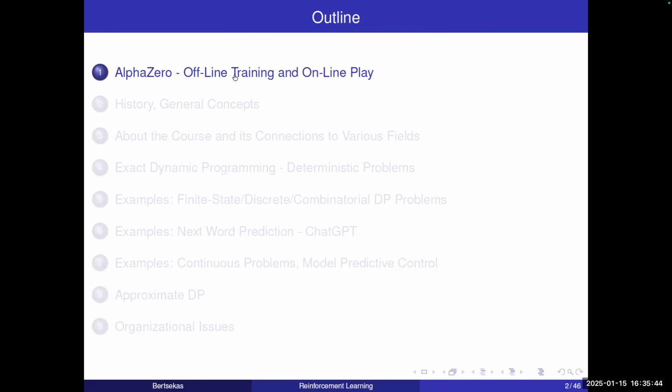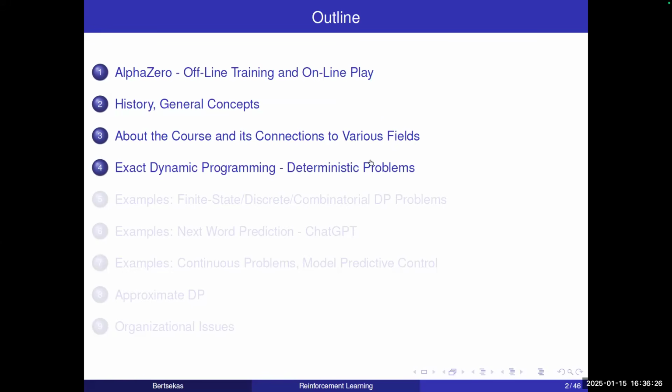And we're going to look also at the components of AlphaZero, the offline training algorithm and the online play algorithm. We're going to review those in the context of other games, such as backgammon, and also topics like model predictive control. Then I'm going to talk about the history of the subject and some general concepts underlying. Then I'm going to focus on this course, its connections to various fields. And near the end of the class, we're also going to talk about what's expected of you, what the organizational details of the course are, and so on.